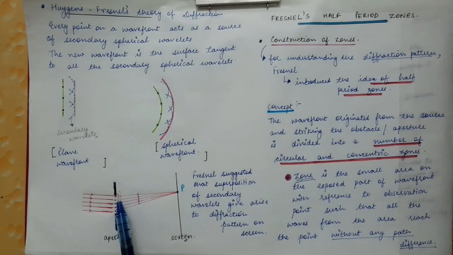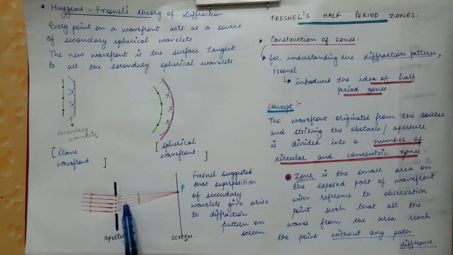So the secondary wavelets will be spherical in shape and will be emitted in all directions. So light will go in all directions after it is obstructed by the aperture or the obstacle. Now if we take any point P on the screen and observe the intensity of the light at this point, the intensity will be the superposition of the rays coming from all these point sources.